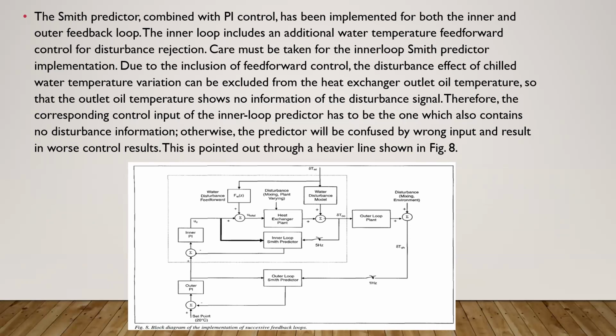The inner loop includes an additional water temperature feed forward control for disturbance rejection. Care must be taken for the inner loop Smith predictor implementation. Due to inclusion of feed forward control, the disturbance effect of chilled water temperature variations can be excluded from the heat exchanger outlet oil temperature, so that the outlet oil temperature shows no information of the disturbance signal. Therefore, the corresponding control input of the inner loop predictor has to be one which also contains no disturbance information. Otherwise, the predictor will be confused by wrong input and result in worse control results. This is pointed out through a heavier line.